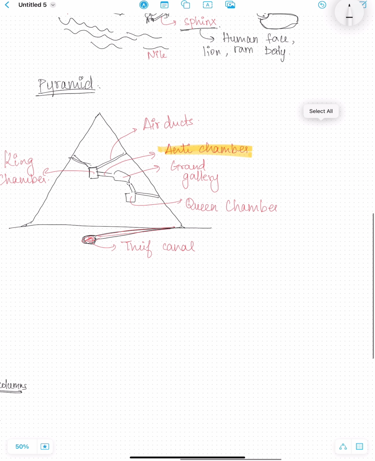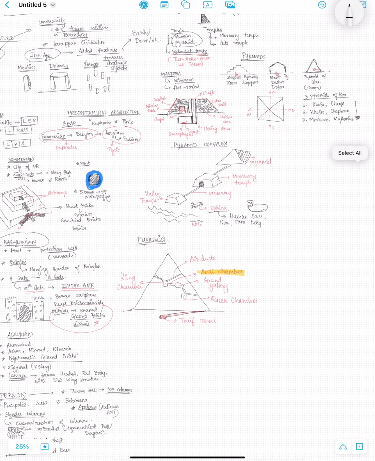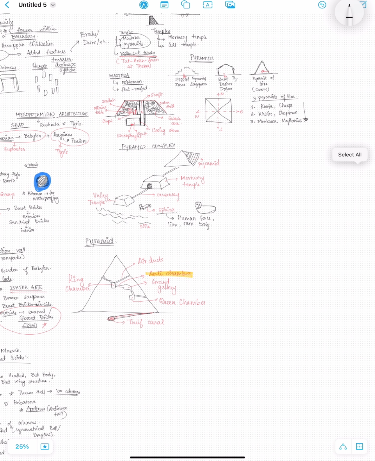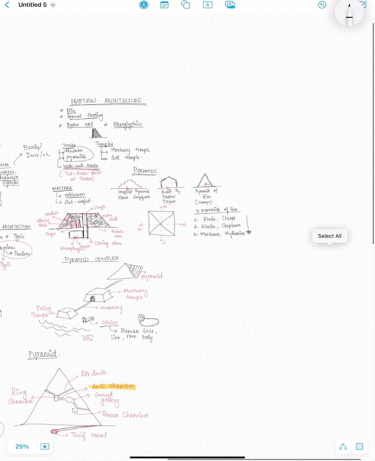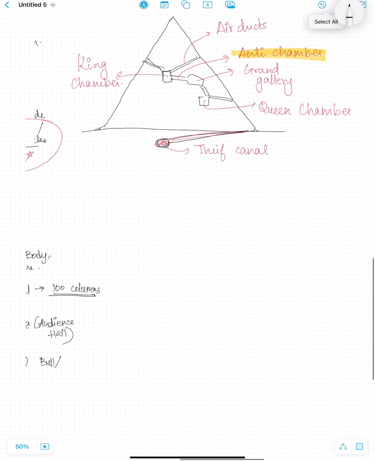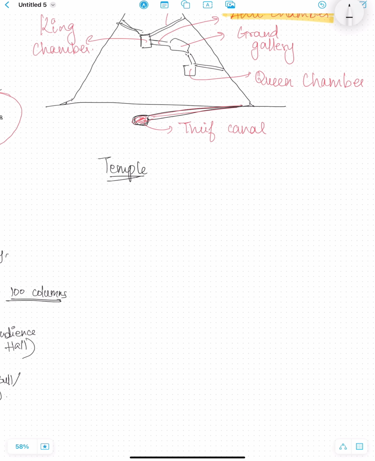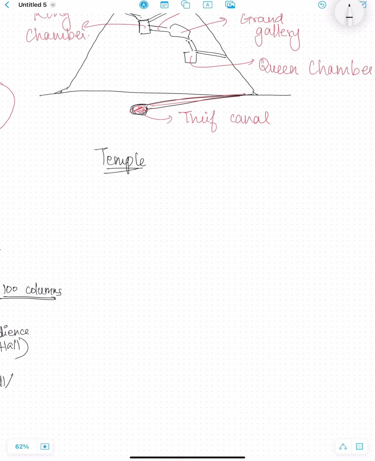Next, what else is there? I think we've covered the tombs part of Egyptian architecture quite well. We'll move on to the temple. So as I said, there were two types of temples. One is the cult temple and the other is the mortuary temple.